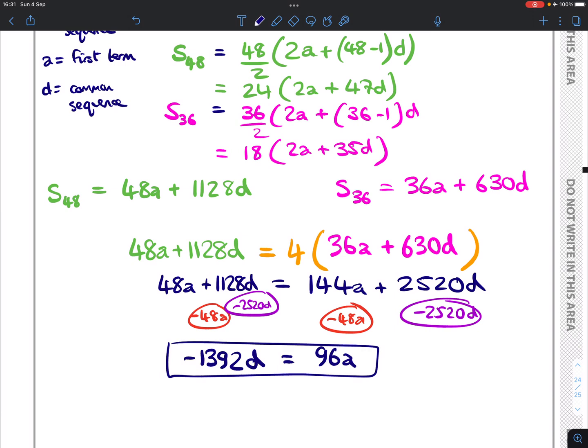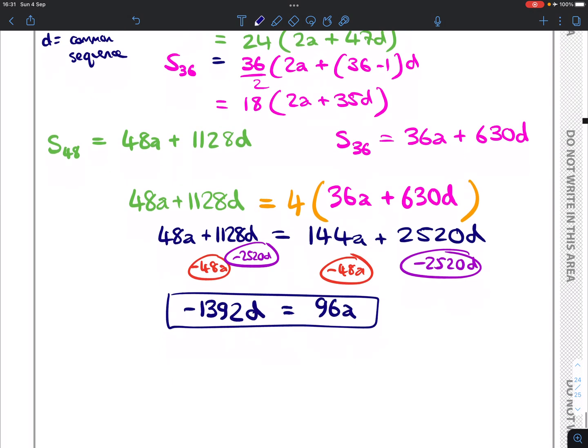Okay, we haven't figured out what A is, we haven't figured out what D is, but we can get either D in terms of A if we divide both sides by minus 1392, or we can get A on its own if we divide both sides by 96. Now, whichever way of these you would choose to go afterwards, it doesn't really matter. I'm going to just show both.